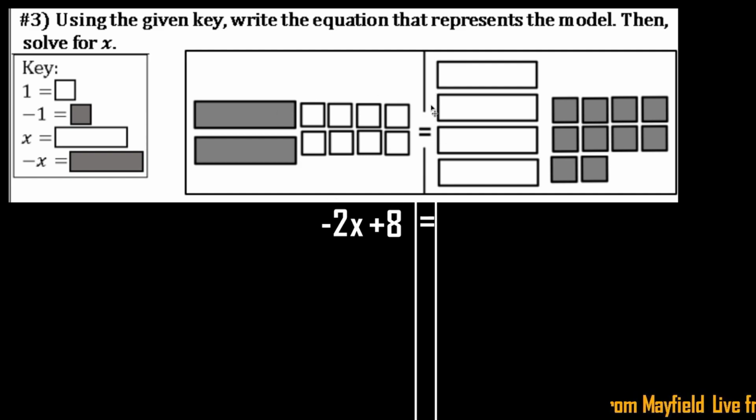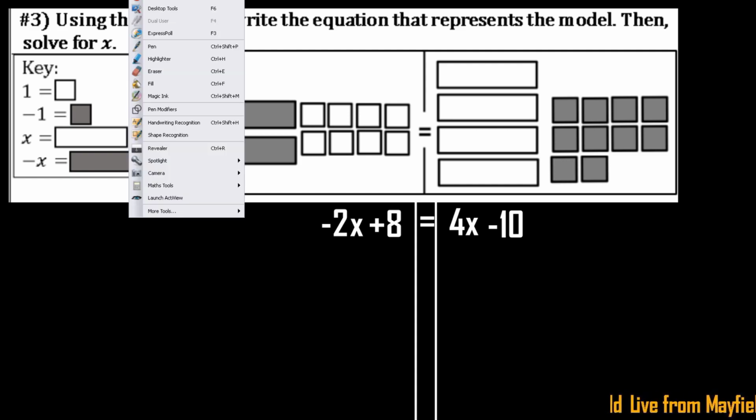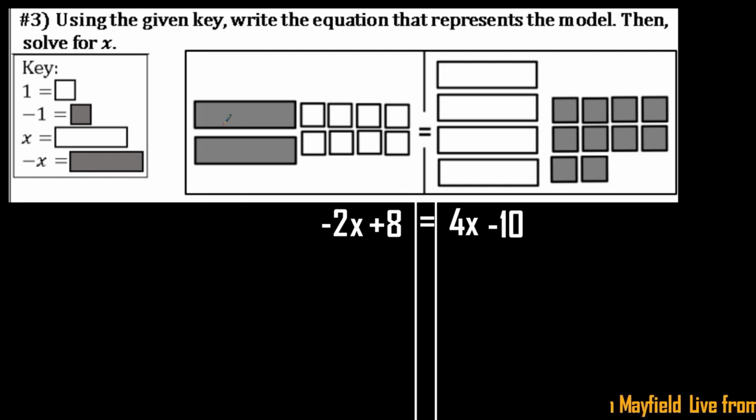Again, right in the middle is the equal sign. And on the right side, I have 1, 2, 3, 4. Well, what are these? I have 4 positive x's. And I have 10 negatives. So again, make sure you can see where I get these from. Again, it's just 2 negative x's, 8 positives, 4 positive x's, and 10 negatives.